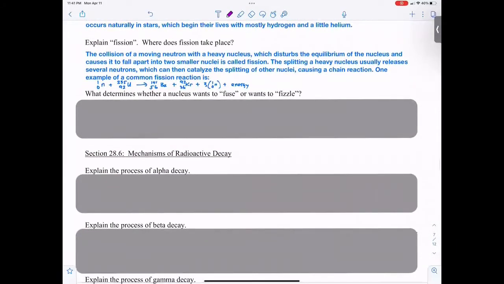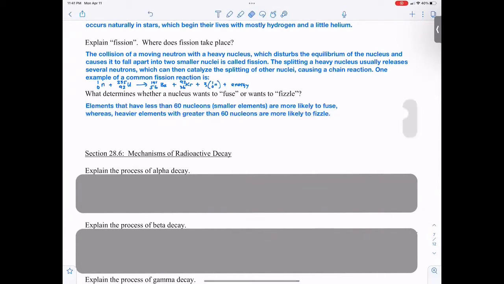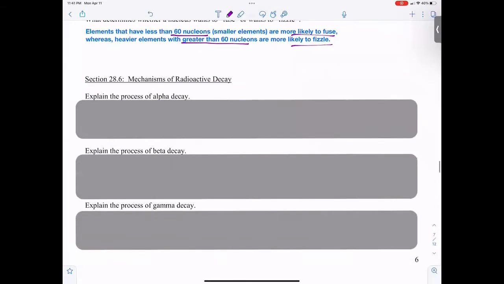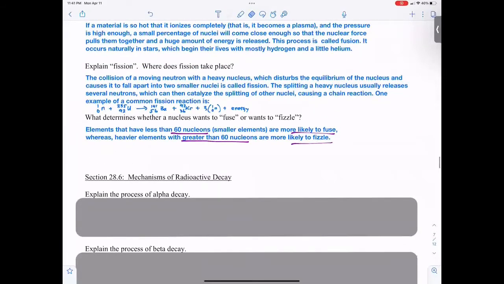What determines whether a nucleus wants to fuse or fizzle like fission? So elements that typically have less than 60 nucleons, that means protons plus neutrons together, are more likely to fuse. So smaller elements are more likely to fuse. Heavier elements with greater than 60 nucleons are more likely to fizzle. That's why we do nuclear fission with something like uranium. We don't do nuclear fusion with that. We do fusion with smaller elements like hydrogen.